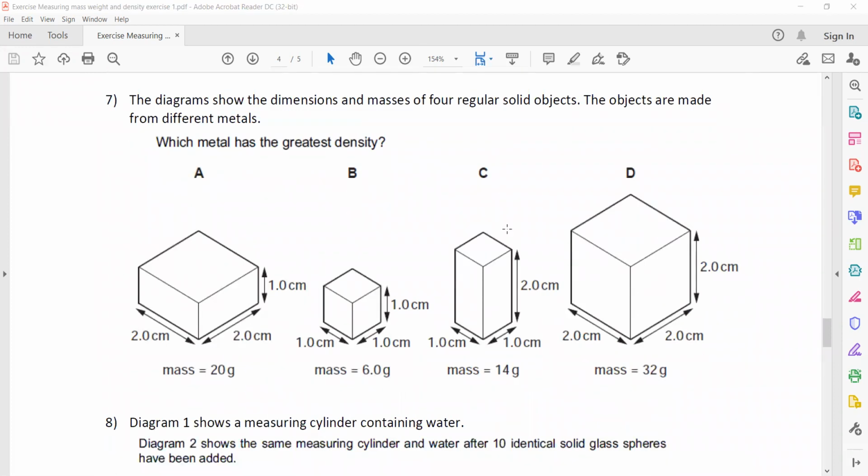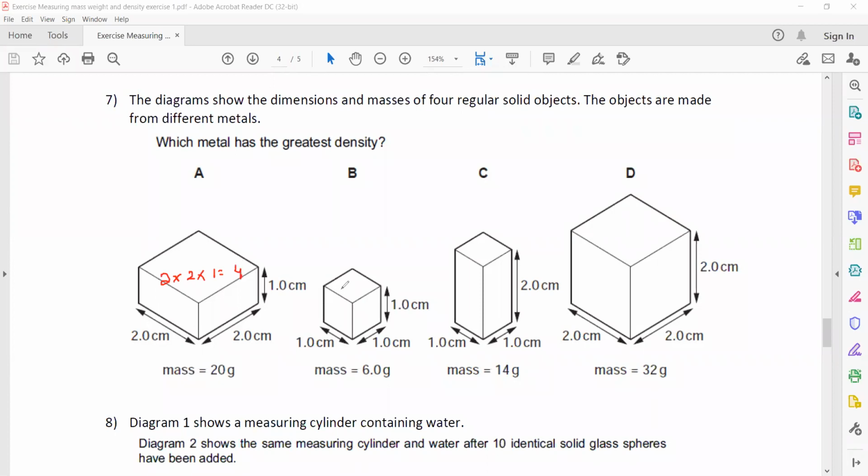The diagram shows dimensions and masses of 4 regular solids. The objects are made of different metals. Which metal has the greatest density? To get the density, mass divided by volume. So what is the volume of this? It will be 2 multiplied by 2 multiplied by 1.